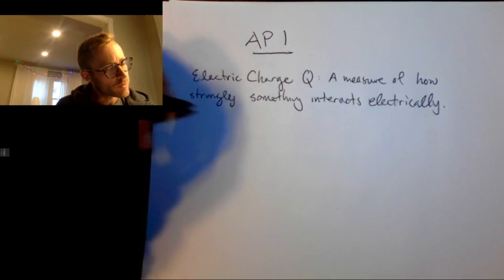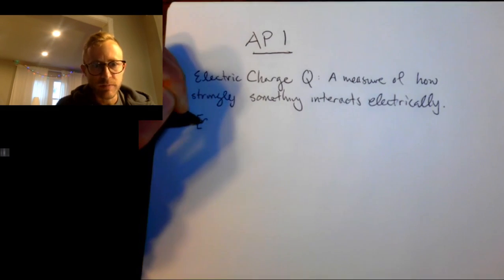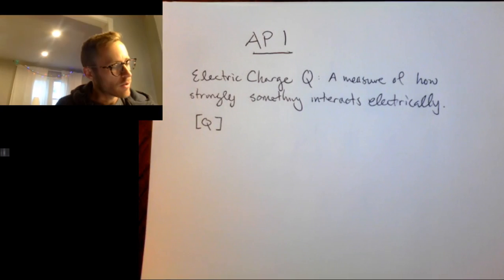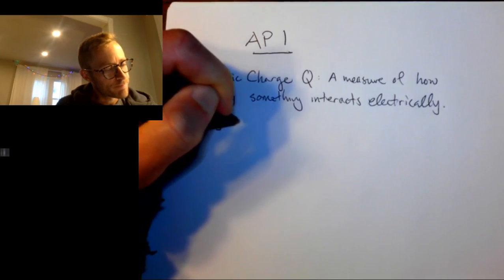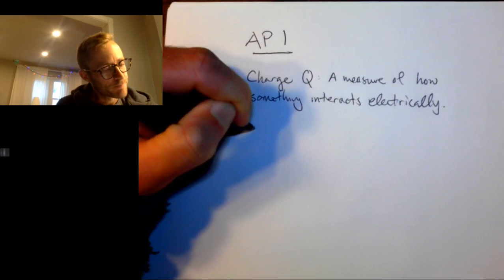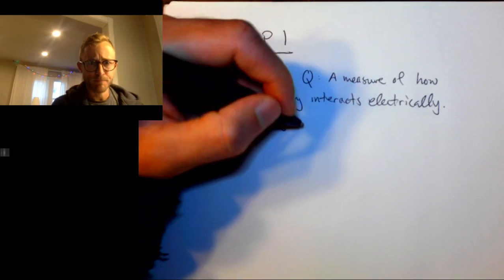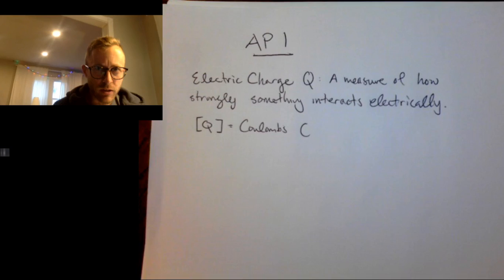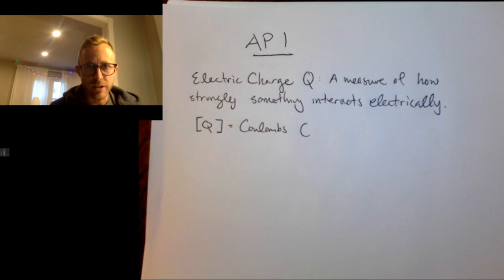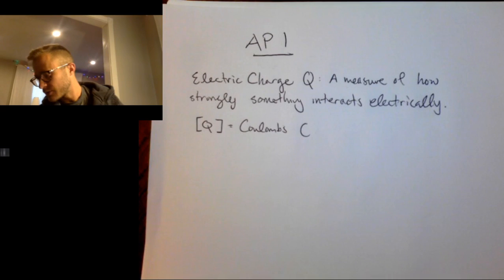So the units of electric charge are called coulombs, which is denoted by C. And so if something had 1 coulomb of charge, that would be a huge amount of charge.